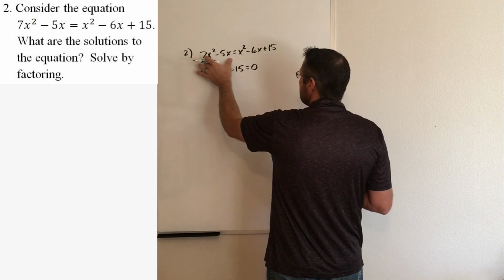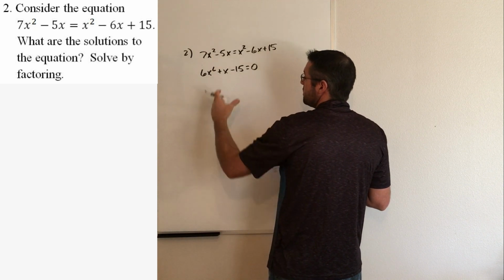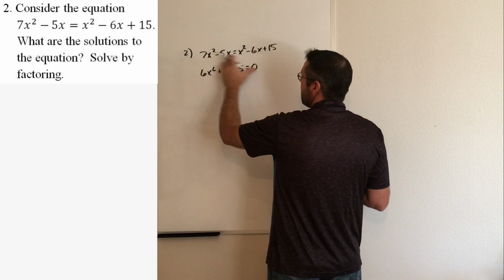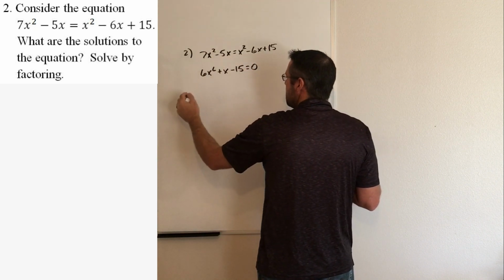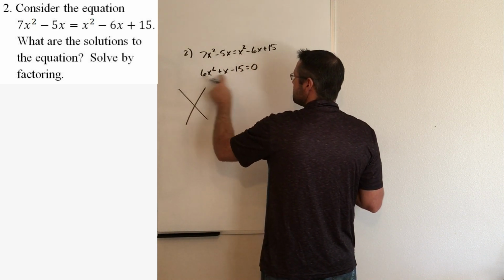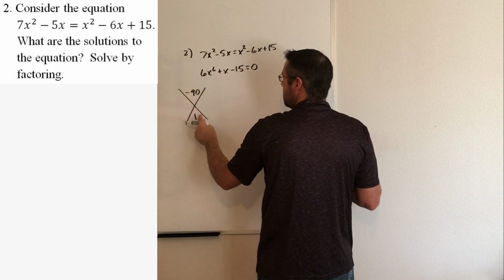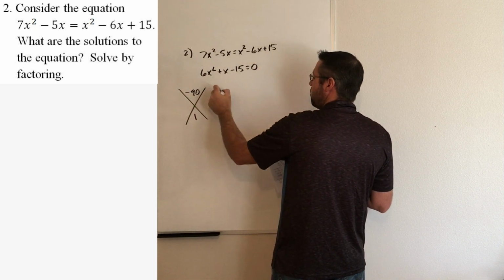If you wanted to move everything over to this side, you could. The problem with that is, it'll still work, it just makes it more difficult because now the a value would be negative. So anyways, from here we're going to factor. Remember, what goes on top is a times c. 6 times negative 15 is negative 90. And then the b value is 1. So what multiplies to negative 90 and adds to 1?